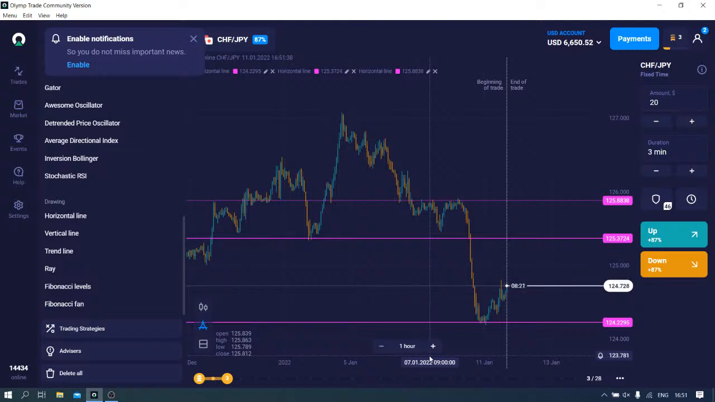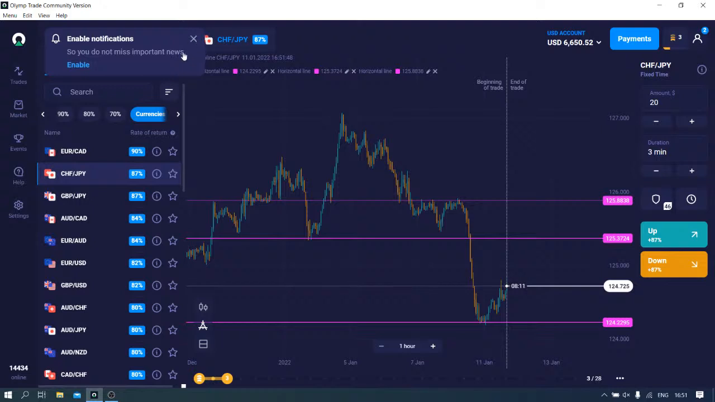Which asset do you prefer the most? Well, again, I prefer the most profitable assets. So when you proceed to the asset list, you may see that at the moment, euro against the Canadian dollar has the highest rate of return. So I will be mostly trading on this asset, of course, if there are some signals for it.